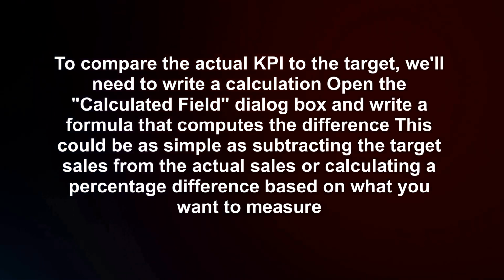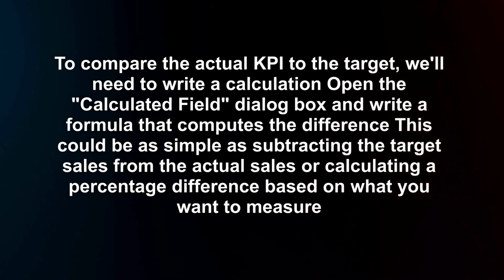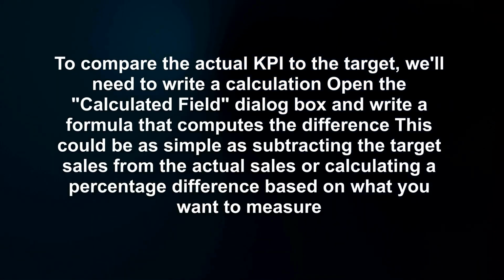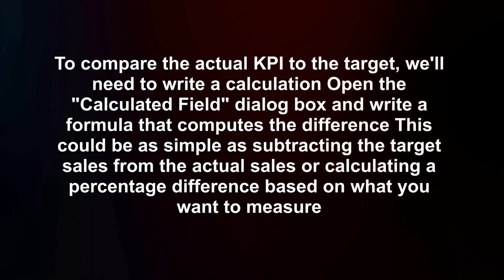We'll need to write a calculation. Open the calculated field dialog box and write a formula that computes the difference. This could be as simple as subtracting the target sales from the actual sales, or calculating a percentage difference based on what you want to measure.